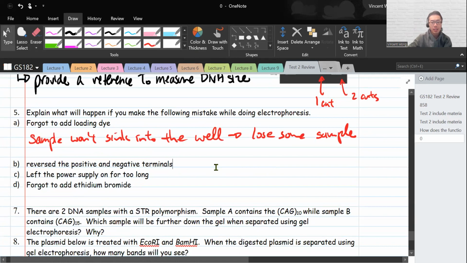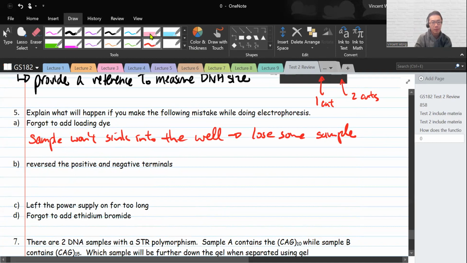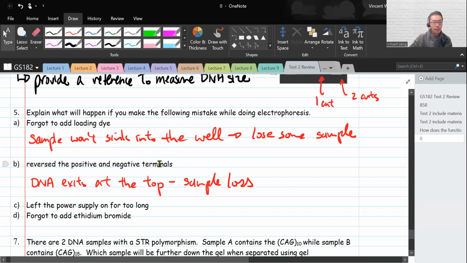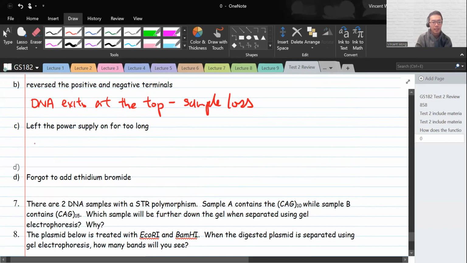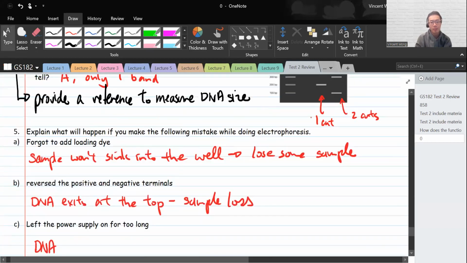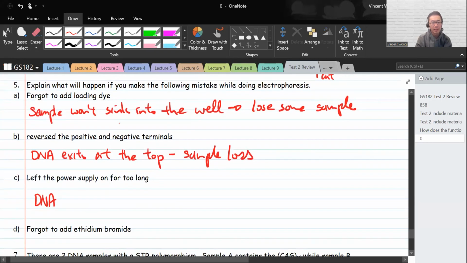If you reverse the positive and the negative terminal, it will run in the opposite way, and you will lose the sample. DNA exits at the top, sample loss. If you left the power supply on for too long, the DNA will go all the way to the bottom of the gel. It just keeps on moving, and then it will all come out at the end. So DNA exits at the bottom.